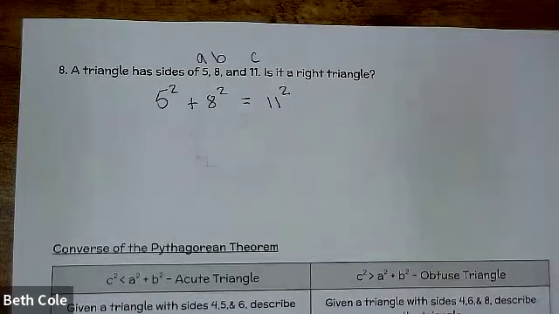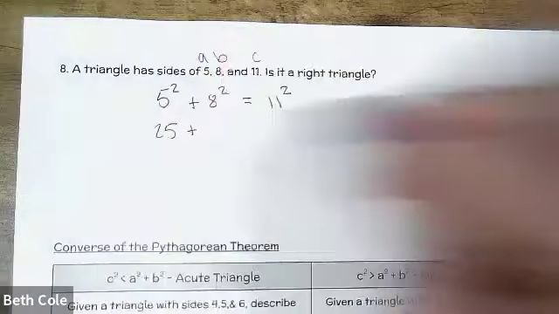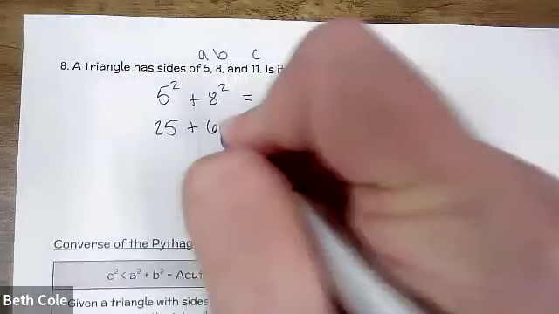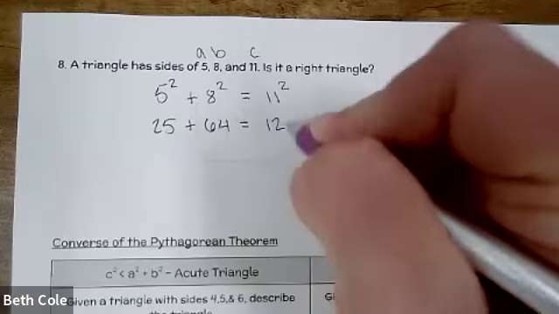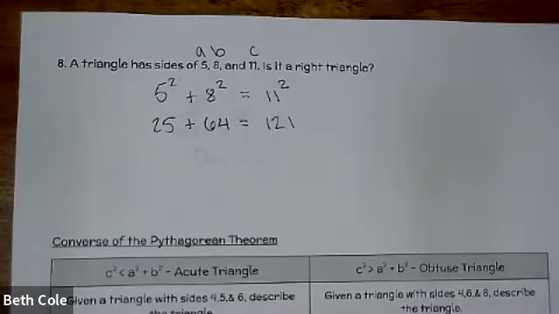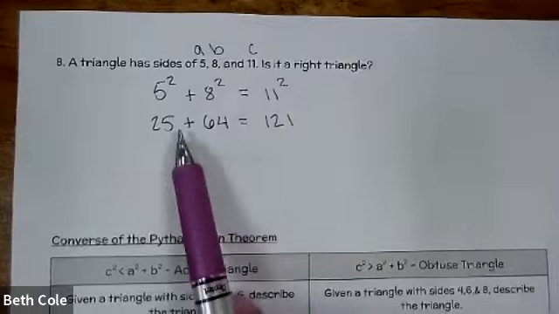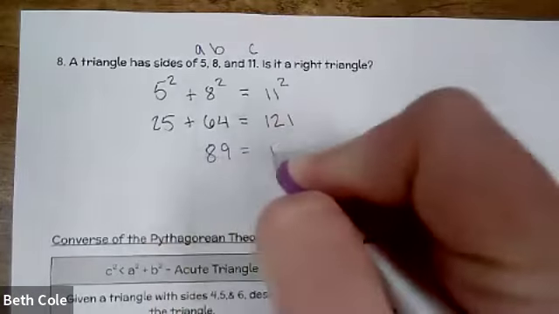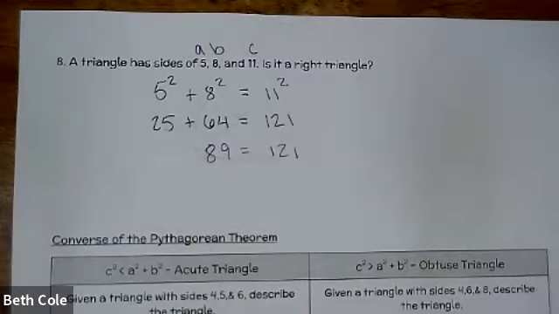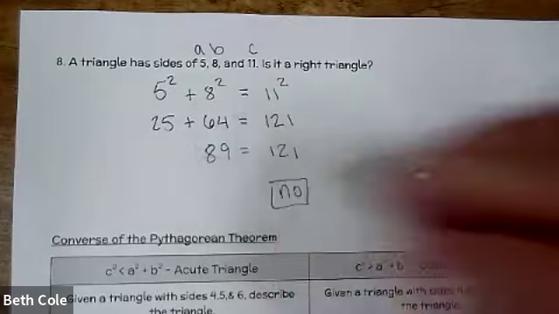Just going to throw the question out there because 5 is a little number. What is 5 squared? 5 times 5. What's that going to give us? Just 25. Good job. 8 squared is 64. And then 11 squared is 121. So we're just going to see if that's true or not. Now, if you add these together, you're going to get 89. So does 89 equal 121? Is it true? No. Obviously, it did not work.